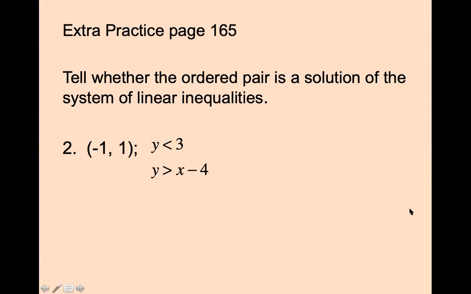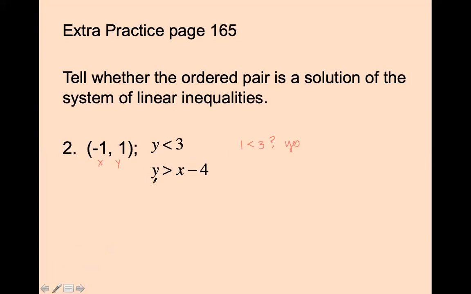So we're going to look at an example. This is extra practice, page 165. And it asks you to tell whether the ordered pair is a solution of the system. So it has to work in both inequalities. I'm going to replace the x values with -1 and the y values with 1 and see if it's true. So this is x and this is y. So in the first case I have, is 1 less than 3? That's what I have to decide. And I think we can all pretty much agree that that's true. So I'd say yes there.